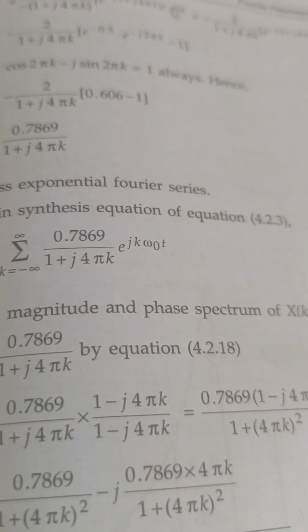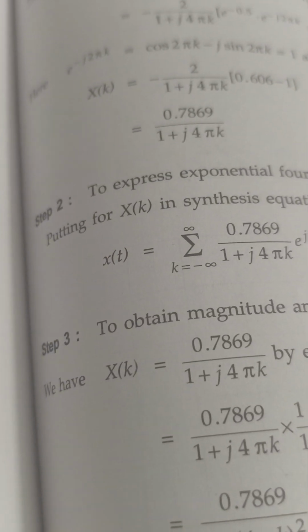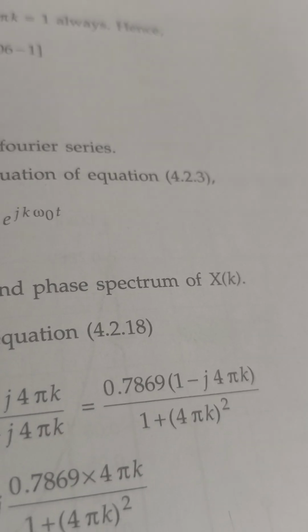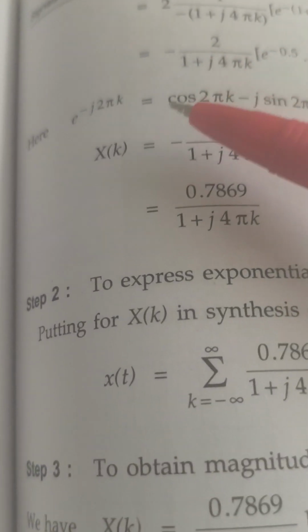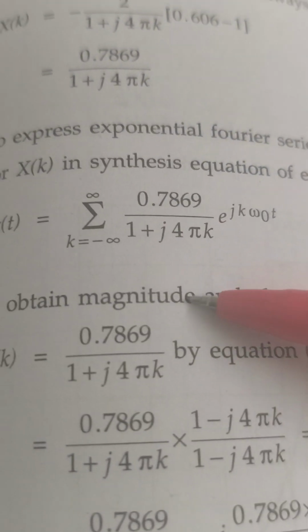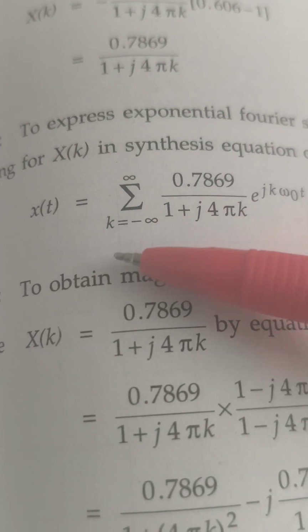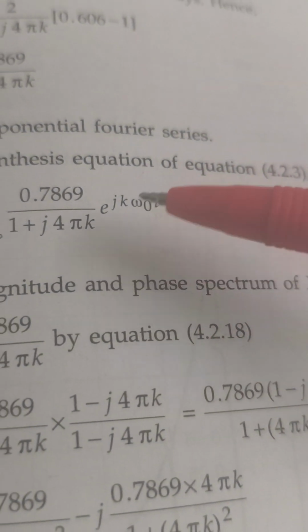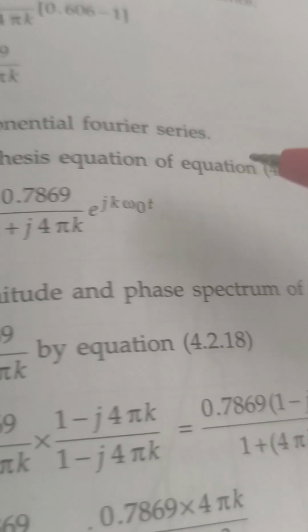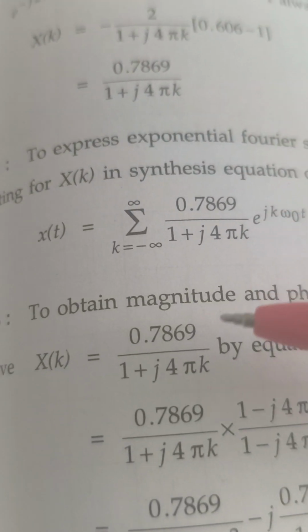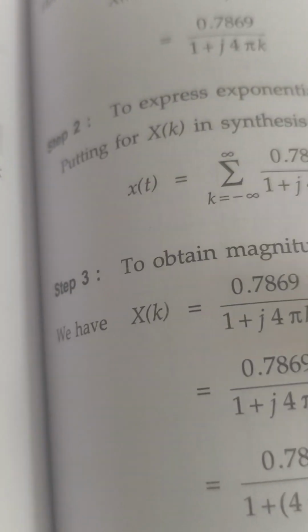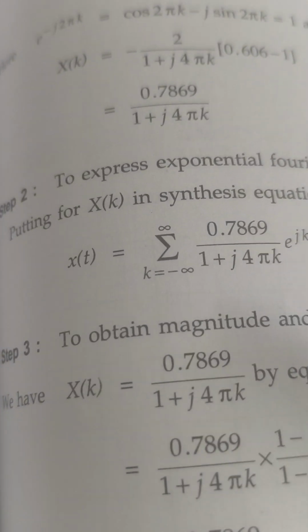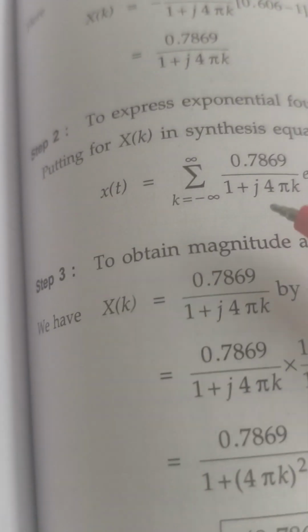To express the exponential Fourier series, we put X of k in the synthesis equation of equation 4.2.3. Then x of t is equal to the summation of X of k e raised to j k omega naught t, with k from minus infinity to plus infinity. When we substitute the value of X of k in the synthesis equation of the exponential Fourier series, this is our Fourier series.